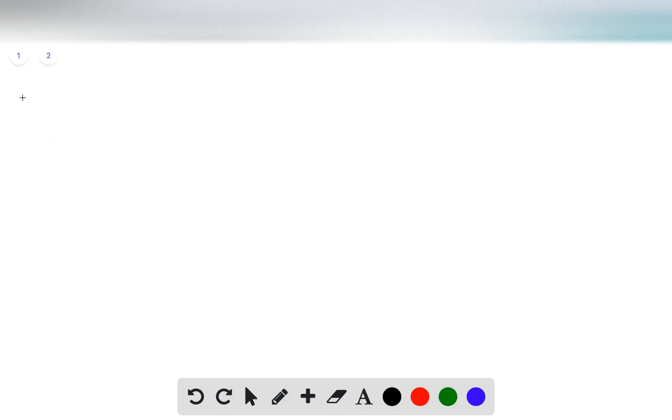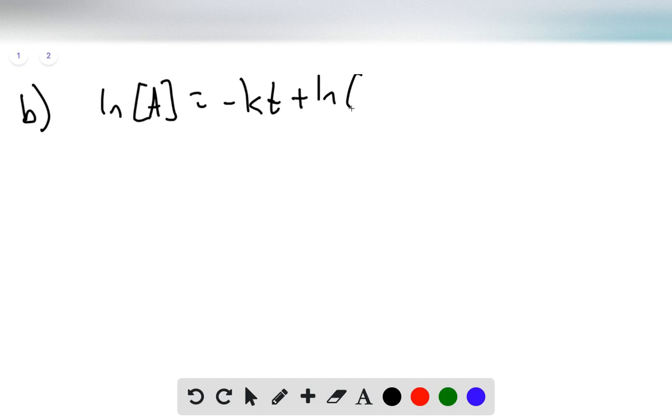Now for letter B, we'll start out with our first order integrated rate law, that is, ln of A equals negative kt plus ln of A initial. And we want to find what percent decomposes after 15 minutes.